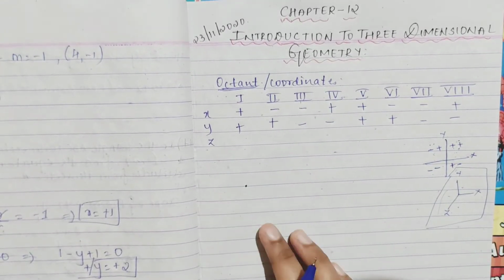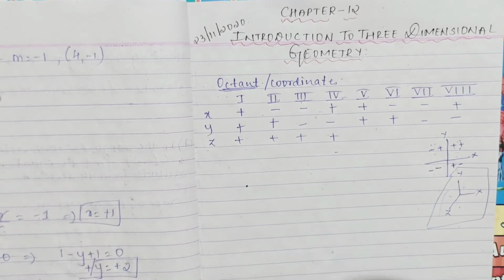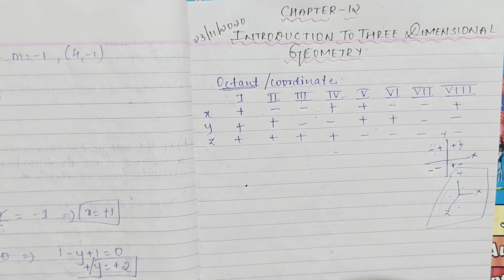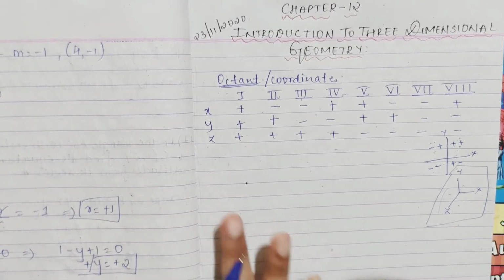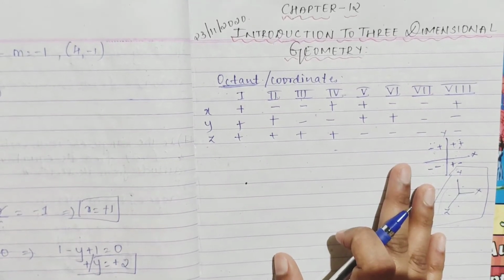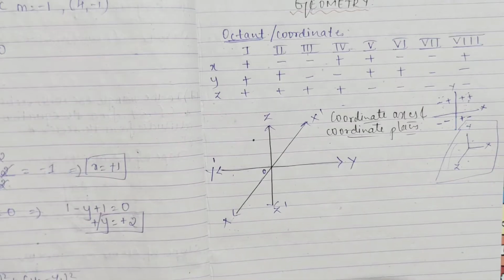Now for z, in the first 4 octants it will be positive, and in the second 4 octants it will be negative. Just fill it up like this, so you can remember the signs of the coordinates of a point. I hope it is clear how you have to assign them.